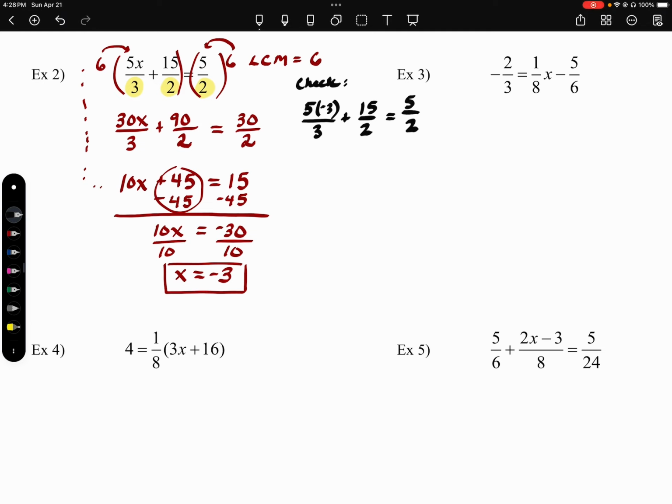I know that 5 times negative 3 is negative 15, and then divided by 3 should give me negative 5. 15 divided by 2 is 7.5, and 5 divided by 2 is 2.5. Well, when I combine negative 5 and 7.5, that gives me 2.5, which balances out our equation. We know that it is correct.